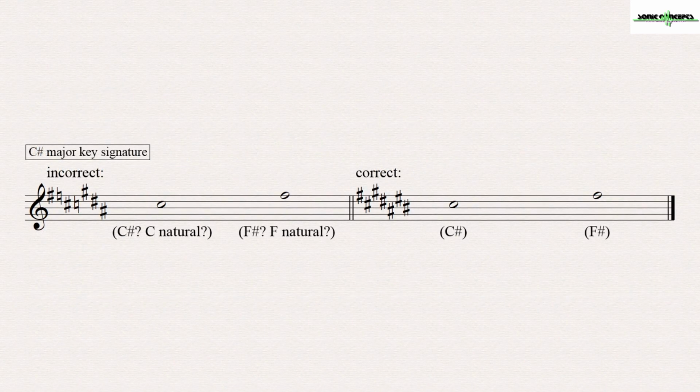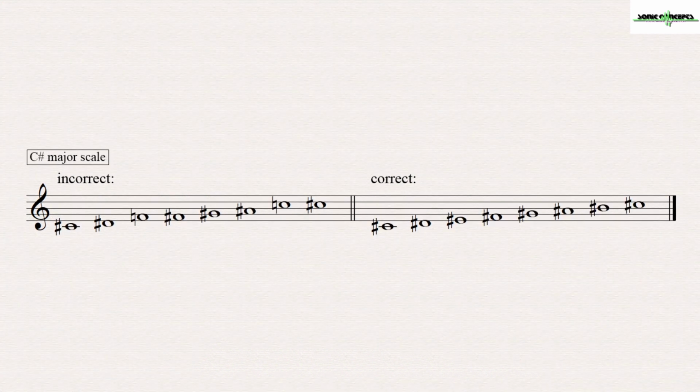Both the C and the F will create confusion in the incorrectly written C-sharp major key signature. Is it a C-sharp or a C natural, or an F-sharp or an F natural? The incorrectly written C-sharp major scale in this instance was written with an F natural rather than an E sharp, as well as a C natural rather than a B sharp.